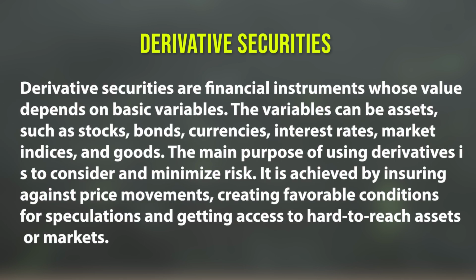Third is the derivative security. You have seen derivative securities. Derivative securities are financial instruments whose value depends on basic variables. The variables can be assets such as stocks, bonds, currencies, interest rates, market indices, and goods. The main purpose of using derivatives is to consider and minimize risk.